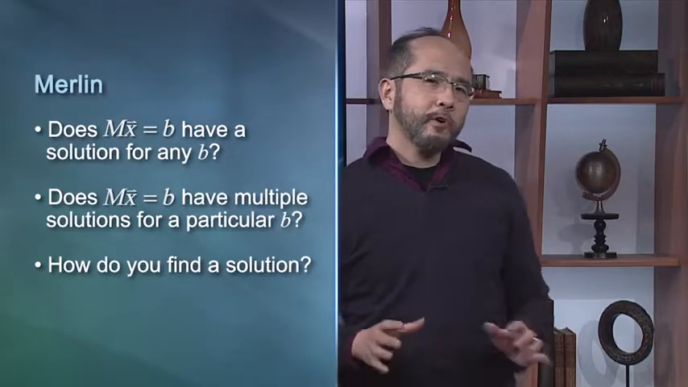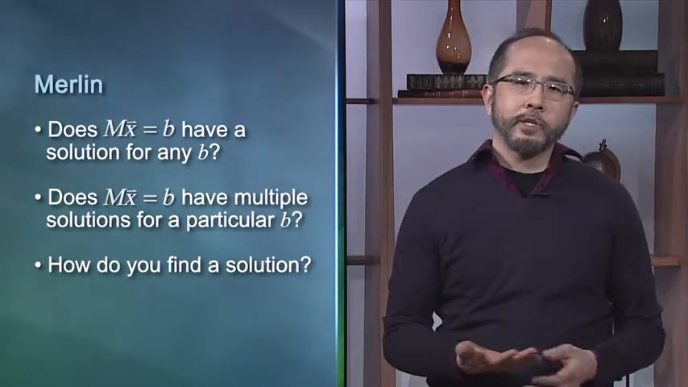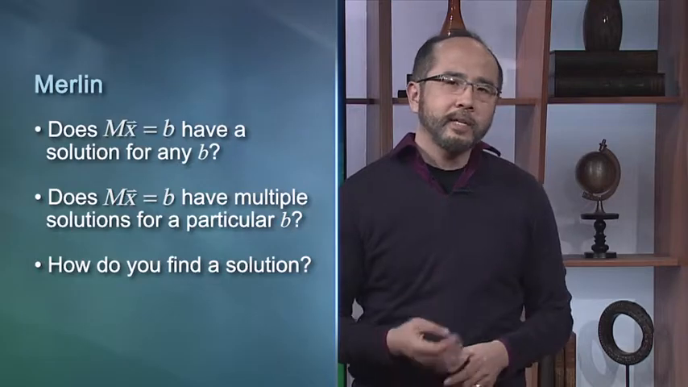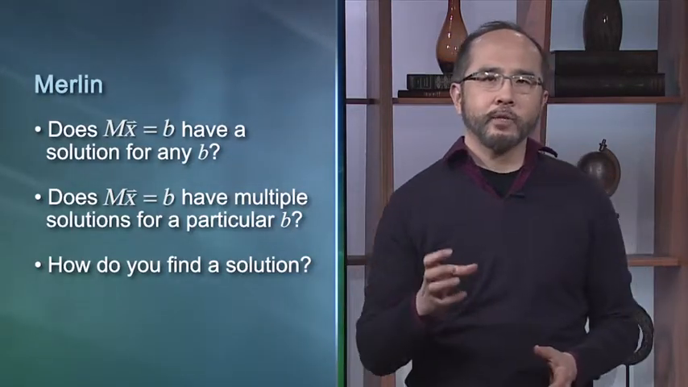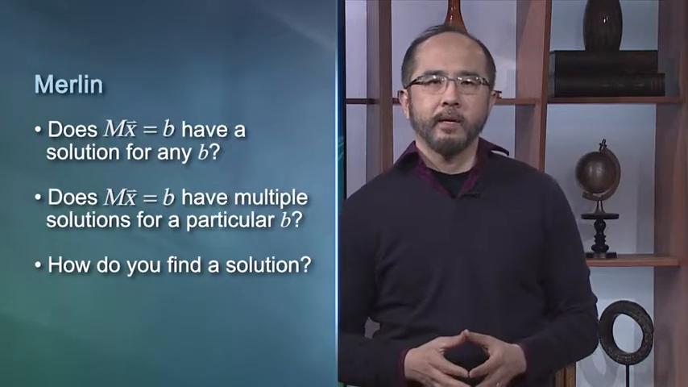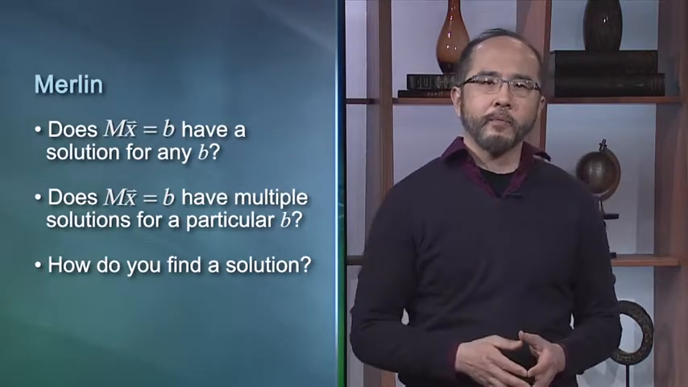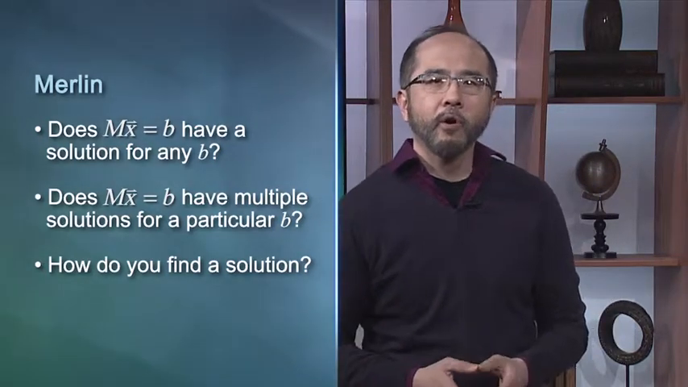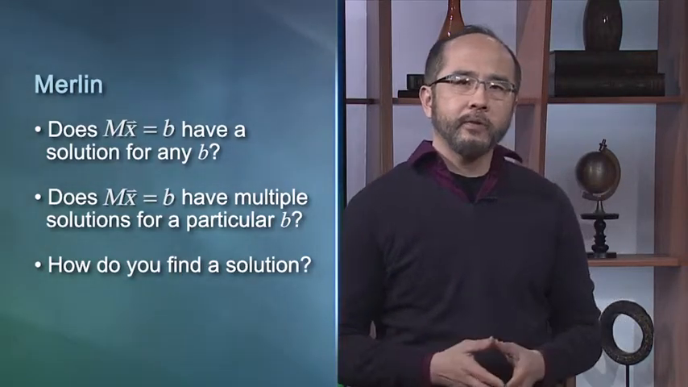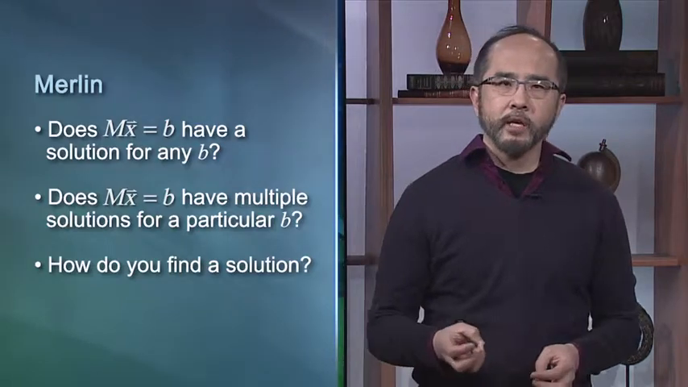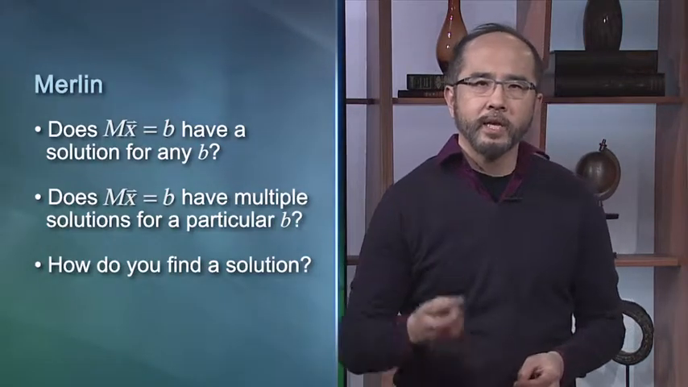Now, according to the invertible matrix theorem, the first question is equivalent to the question, is M invertible? If it is, then the answer to question 1 is yes. There is always a solution no matter what configuration you start in or what ending configuration you desire. If it's not, then there will be some vectors b for which Mx equals b is not solvable.